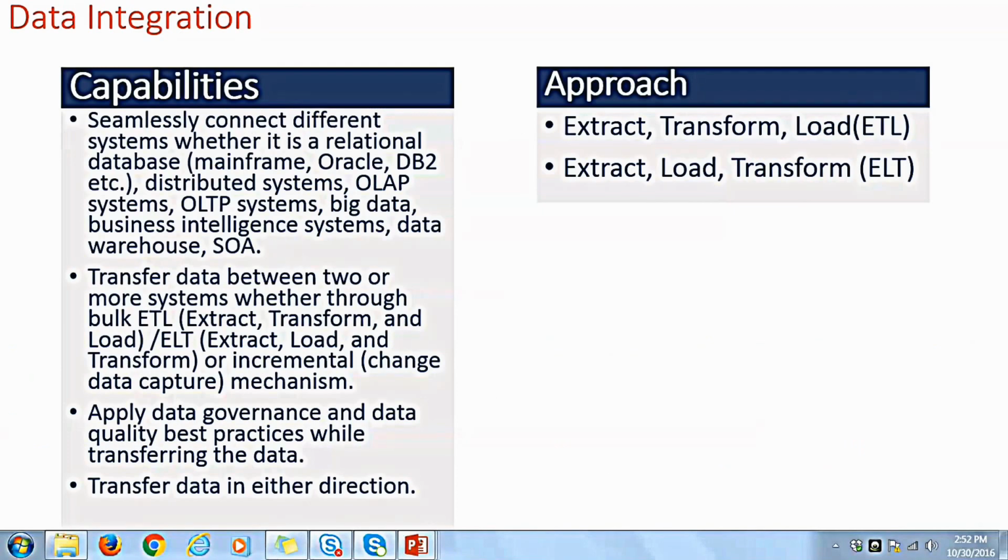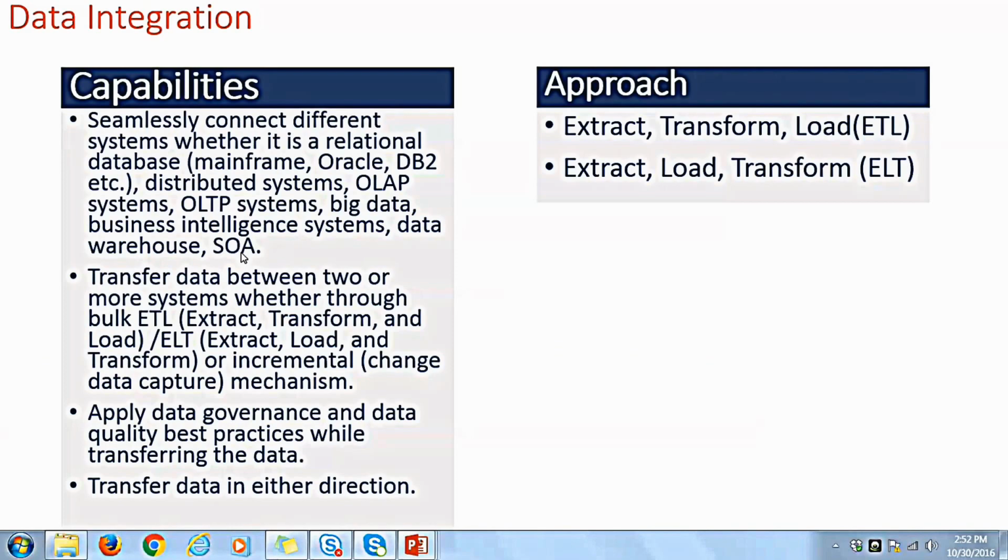It should seamlessly connect different varieties of data and systems. These can be different varieties of databases, basically mainframe, Oracle, DB2 or any other database. It can be distributed database systems. It can be OLAP, OLTP, big data, business intelligence, data warehouse, SOA or even file systems.